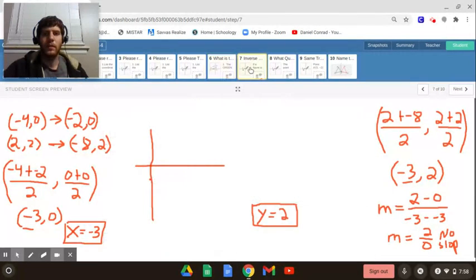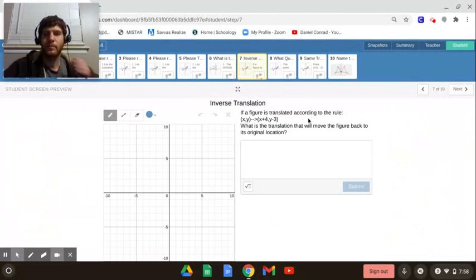Okay, let's go to slide 7 here. It asks, if a figure is translated according to the rule (x, y) goes to (x plus 4, y minus 3), what is the translation that will move the figure back to the original location? Let's say we had a point 0, 0. We went right 4 and down 3. How do we get it back to the original one? We have to go left 4 and up 3.